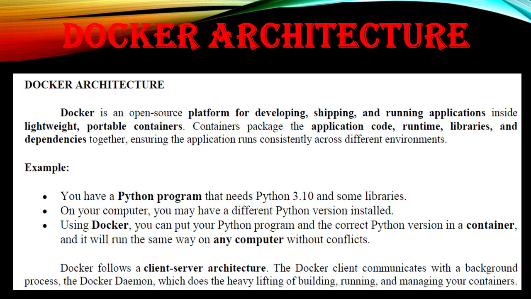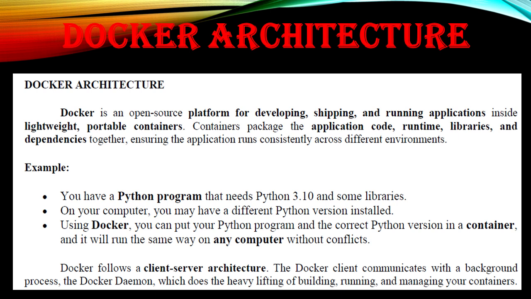For example, you have a Python program that needs Python 3.10 version and some libraries on your computer. You may have a different Python version which you have installed. Using Docker, you can put your Python program and the correct Python version in a container and it will run the same way on any computer without conflict.